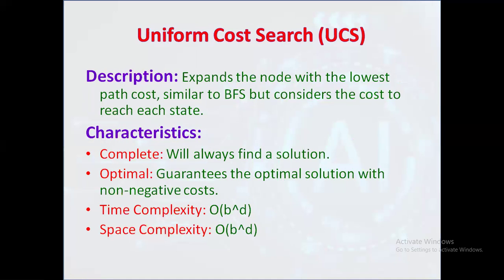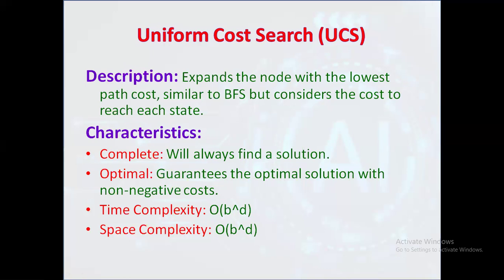Next, the third type is the uniform cost search. We are shortly calling it UCS. UCS means uniform cost search. Uniform cost search is a search algorithm that expands the node with the lowest path cost, similar to BFS, but considering the cost of reaching each state.